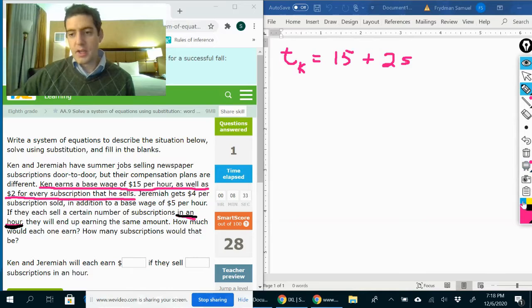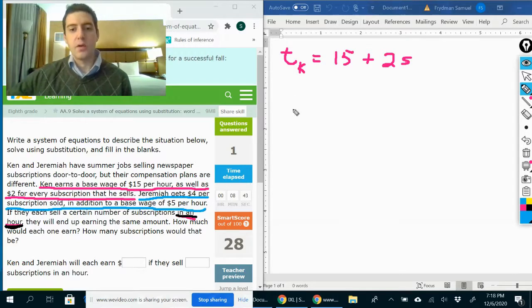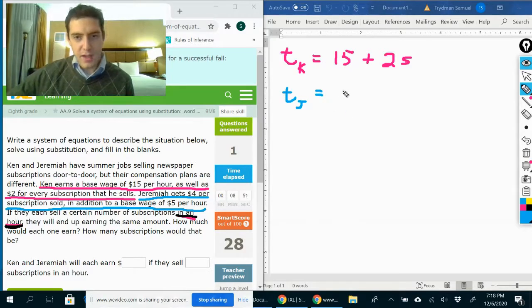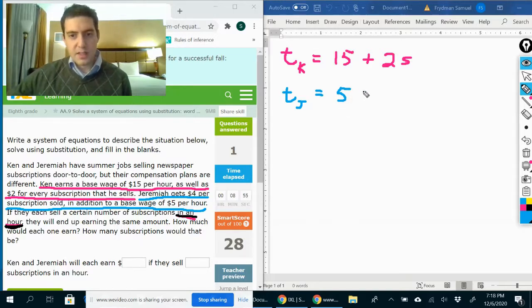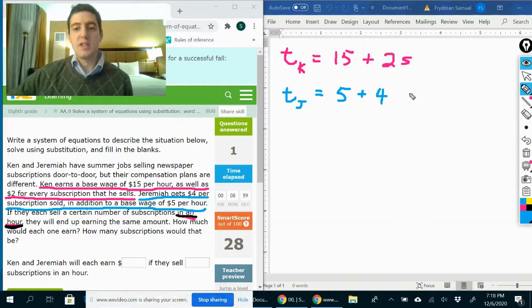And then Jeremiah gets $4 per subscription sold, in addition to a base wage of $5 per hour. So the total that Jeremiah is going to earn, T sub J, is equal to that $5 for the hour he spends going door to door, plus $4 for every subscription that he sells. So $4 times S.